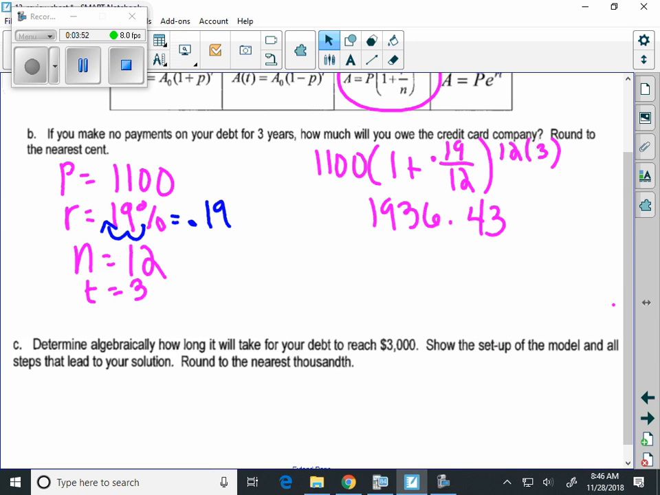Well, part C. Determine algebraically how long it will take for our debt to reach 3,000. So we want to show the setup of the model and all the steps that lead to our solution, and we're going to round to the nearest 1,000.